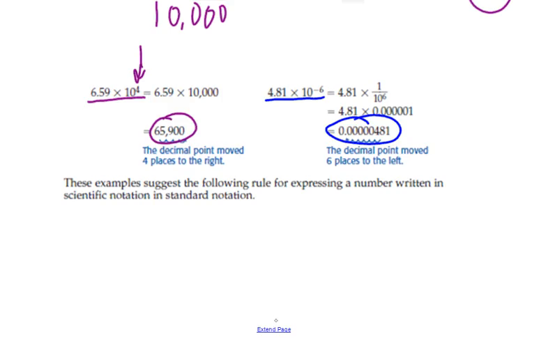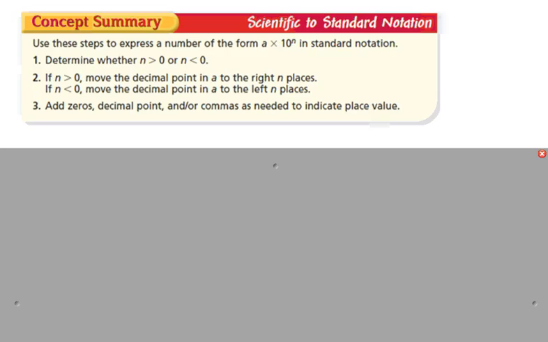These examples suggest the following rule for expressing a number written in scientific notation in standard notation, and the rule is going to be right here. This is something worth writing down. Going from scientific notation to standard notation, use these steps to express a number in standard notation.